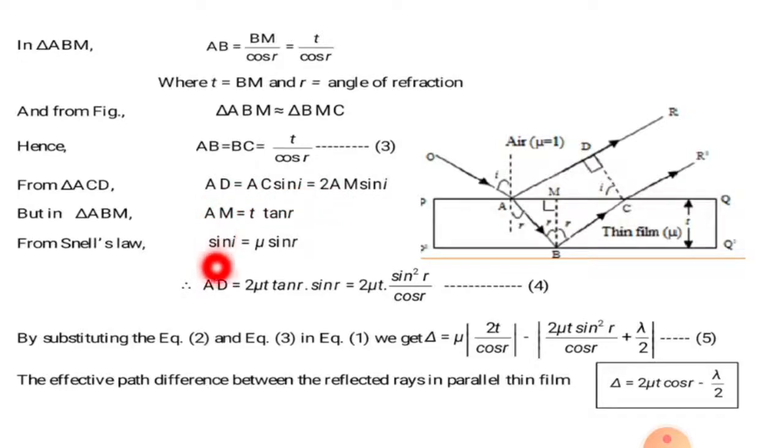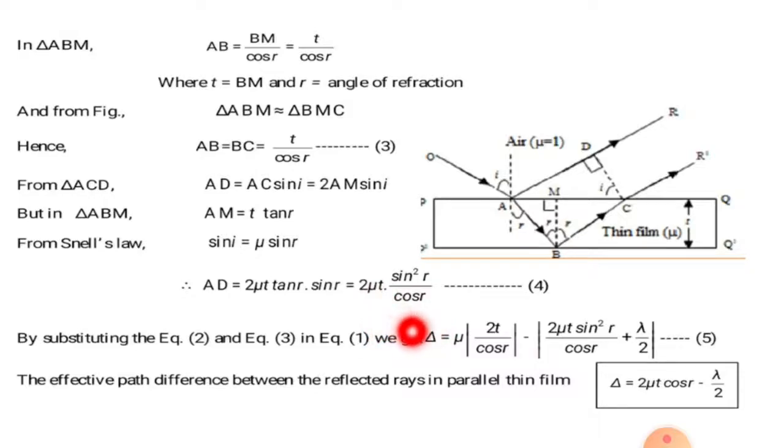Here AD is equal to 2AM sin I, where AM is equal to T tan R and sin I is equal to mu sin R. So AD is equal to 2 mu T tan R sin R. The tan R can be written as sin R by cos R, so sin R into sin R gives sin square R by cos R. So AD is equal to 2 mu T into sin square R by cos R. Now these values of AD, AB and BC are substituted in equation 1.